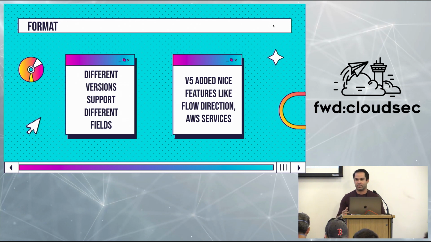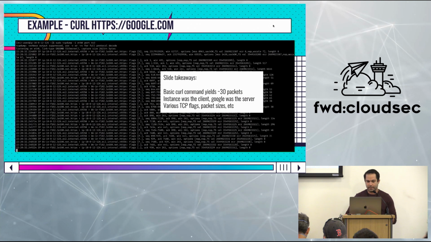Otherwise, when you're looking at these logs later, you may be confused about what information you're looking at. V5 also has some really nice features, like whether you're talking to an AWS service, or the direction of the flow with respect to the interface. So here's a test that I ran, just curling google.com, a lot of text.